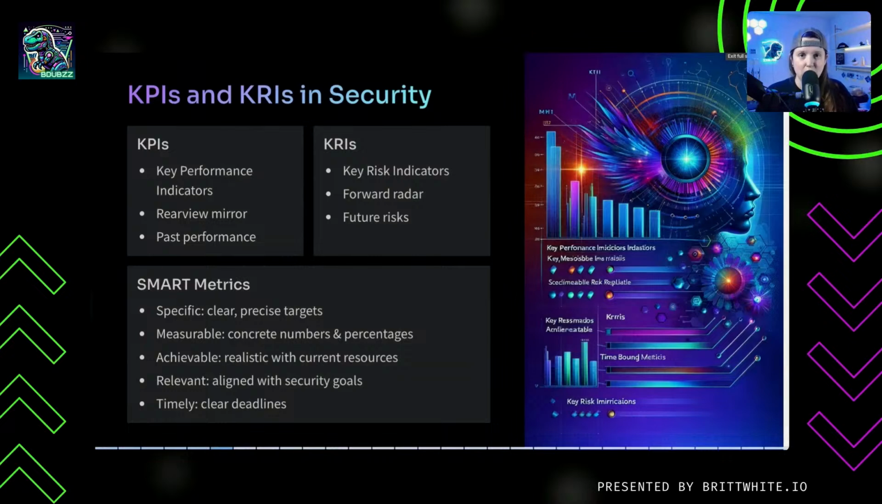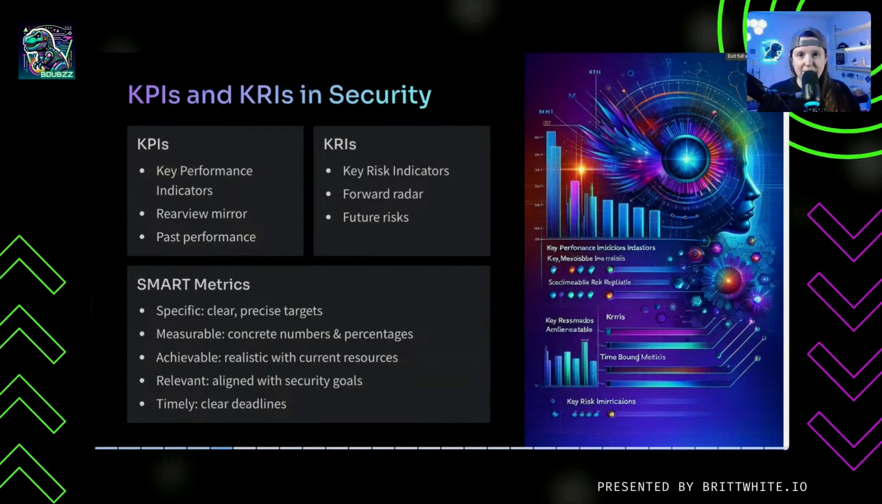Next is measurable. We need concrete numbers, percentages, or time measurements to track our progress. If we can't measure it, we can't improve it. Then there's achievable. We need to set targets we can actually reach with our current resources. There's no point in setting impossible goals. You're just setting yourself up for failure.